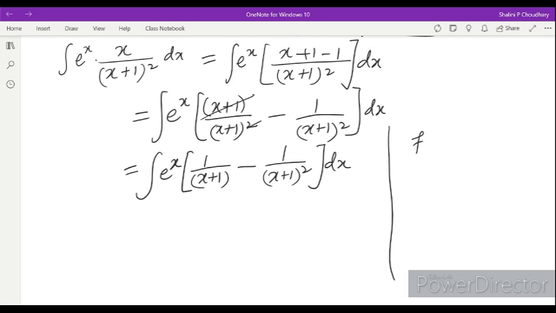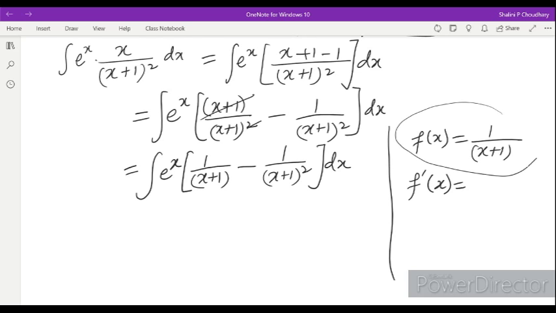If f of x is equal to 1 upon x plus 1, then what will be the value of f dash x? That means we have to find the derivative of this function with respect to x. For 1 upon x plus 1, the power will be minus 1. So it will be minus 1 upon x plus 1 whole square. This is the value we will get.